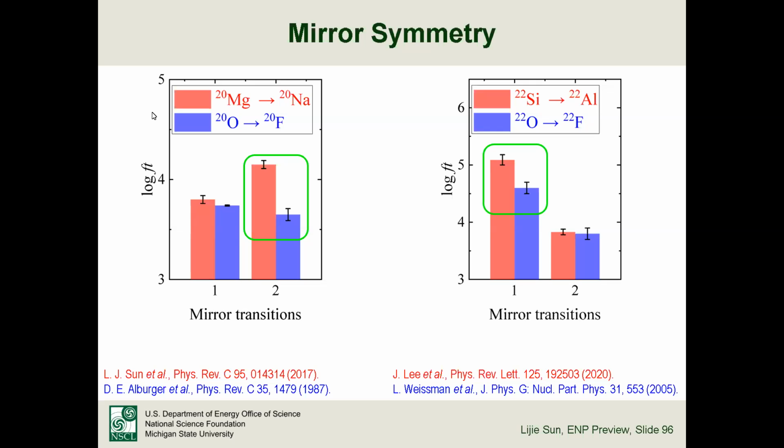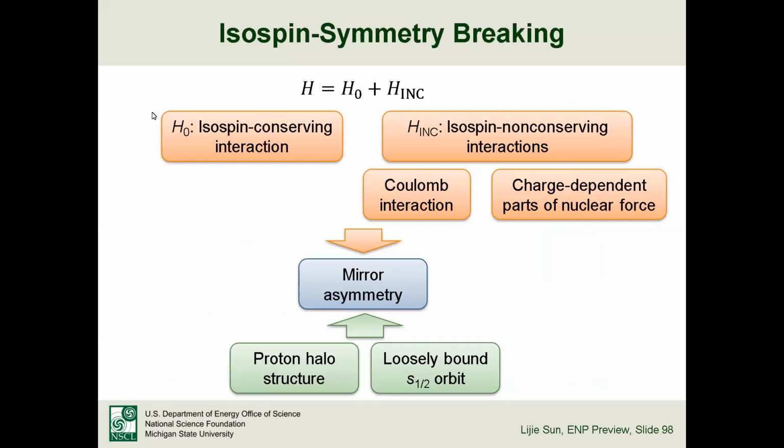It's also worth mentioning that I showed the log FT values on the y-axis. So this difference will be enhanced when extracting the mirror asymmetry parameter, which is usually derived from the FT values without the log. Generally speaking, to describe this kind of isospin symmetry breaking in shell model calculations, the introduction of the INC forces, or the isospin non-conserving forces, into the effective interactions is required.